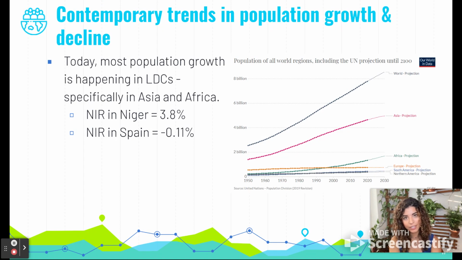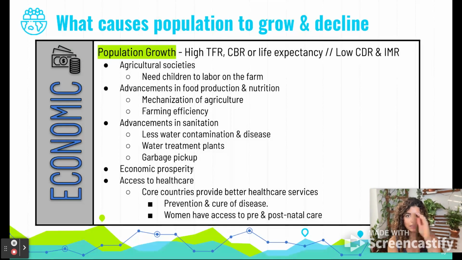Most population growth today is happening in less developed countries, most notably Asia and Africa. So if we take a look at these two countries here, one that's considered less developed, one considered more developed, these are very different rates, 3.8 for Nigeria and 0.11 for Spain. So just as an example.